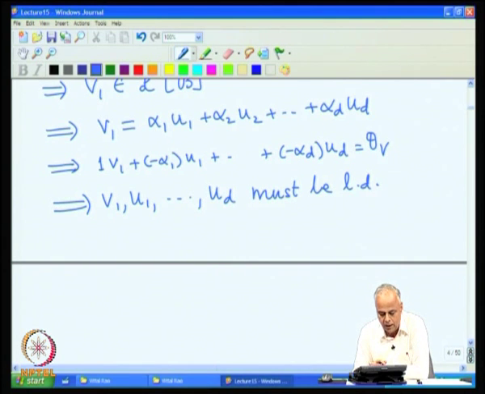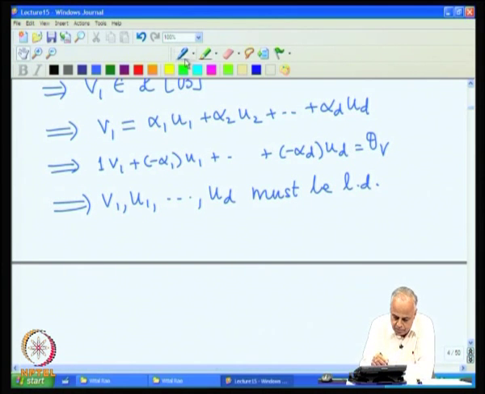Hence these vectors must be linearly dependent. We have seen that when we have a finite set of linearly dependent vectors, when we scan them from the left, we will hit a first vector which is a linear combination of the previous vectors. So we scan from the left. v1 cannot be a linear combination of the previous ones. Therefore, there is a vector between u1 and ud.